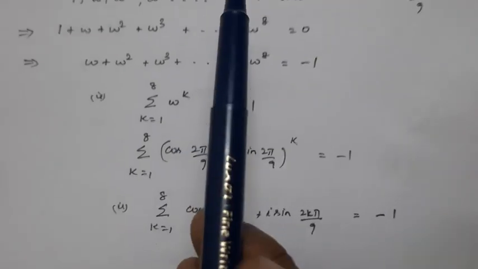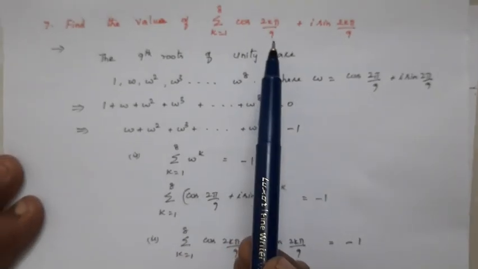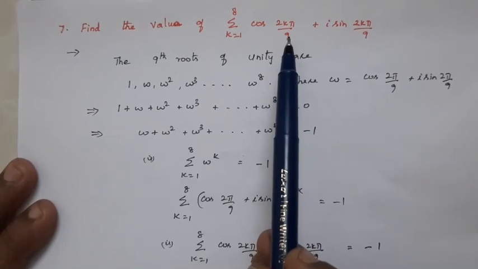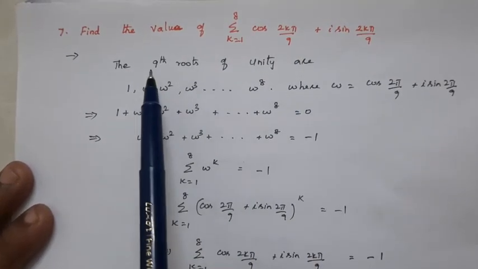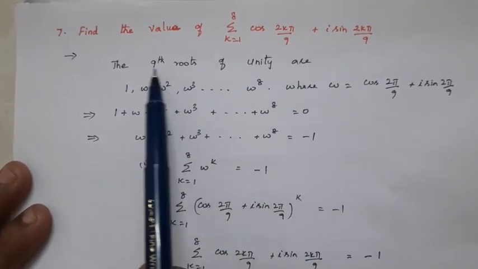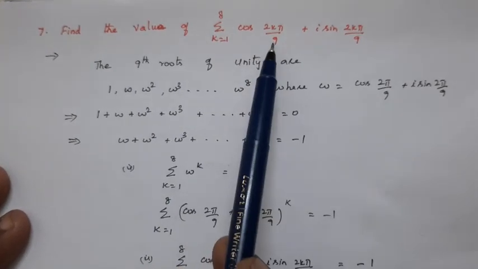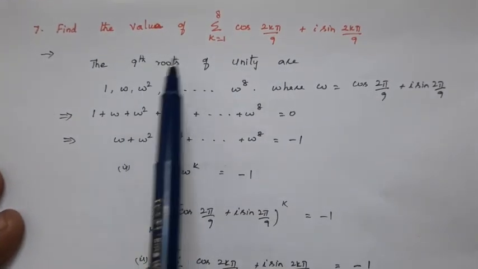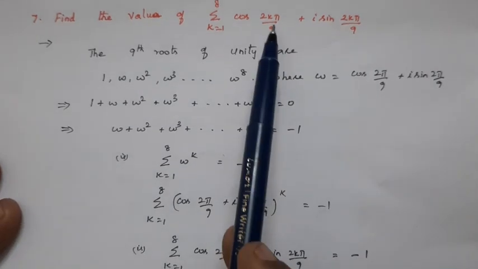So in the same problem, suppose instead of 9, some 10 or 11 is given, you have to take 11th roots of unity. If 9 or 10 is given, you have to take 9th or 10th roots of unity. So as 9 is given, I have taken 9th roots of unity. In the same way, you can do the problem according to the number given.